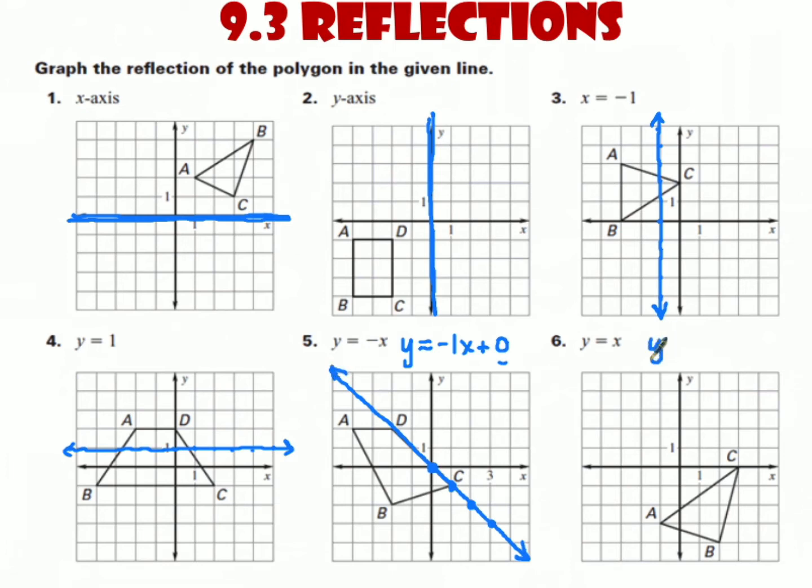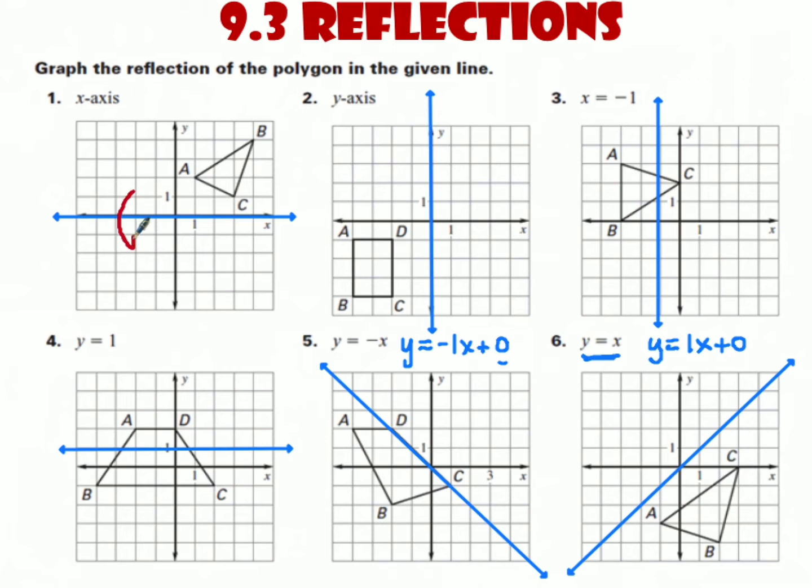And finally, y equals x, sort of the same thing. Y equals 1x plus 0. We start at 0 and we go up 1 over 1. You'll also notice that (1, 1), (2, 2), (3, 3), (4, 4), those are the points on the line. Anywhere where the y value equals the x value is included on that line. So here's the line we're talking about for number 6.